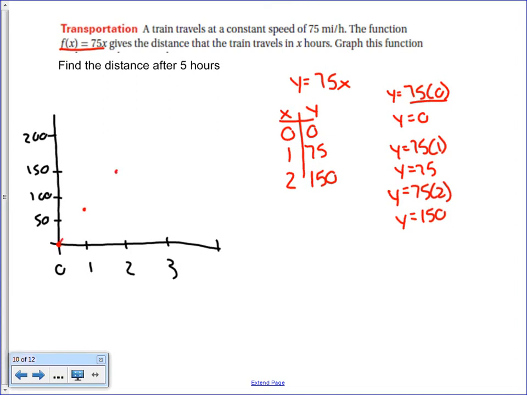Sometimes when you make these graphs, you'll try to make a straight line out of it. Sometimes your scaling is a little off. But there's my graph there.